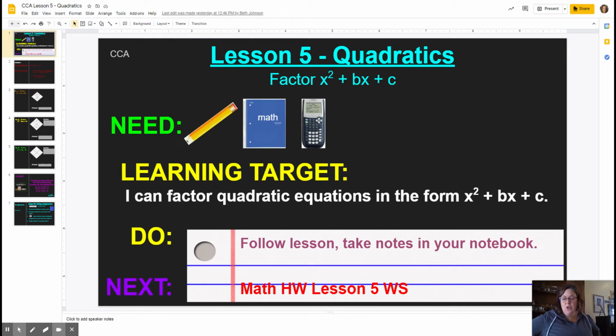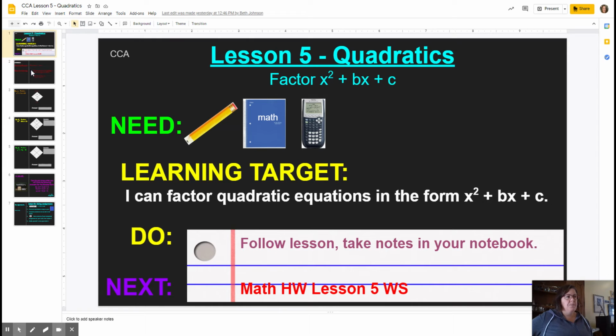Just as a heads up with this, you've actually already done factoring. You've done it with algebra tiles. So this particular lesson is going to give you another strategy for factoring quadratics in which you will not have to use algebra tiles, just as a heads up. Okay, so you're going to learn how to do it without relying on drawing squares and rectangles to figure it all out.